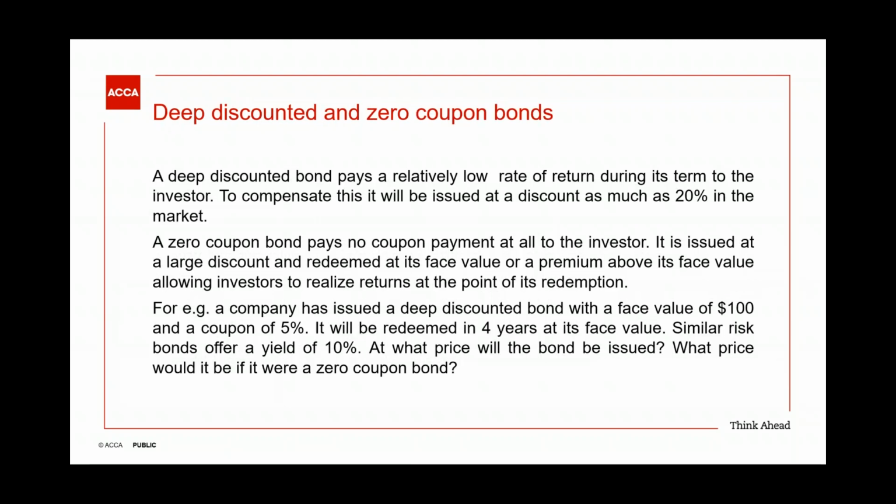I've also discussed a few different types of debt here. You can have deep discounted bonds or zero coupon bonds. Deep discounted bonds mean the bond pays a very low coupon rate of return. And in a zero coupon bond, you don't pay any return at all, actually. It's just that the investor experiences a return either by buying it at a discount to its face value today, or in the future, even redeeming this at a premium.